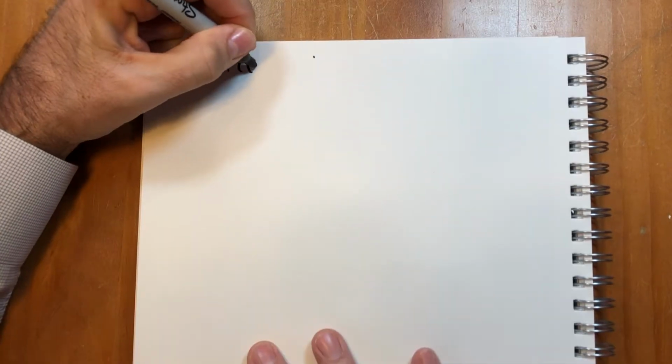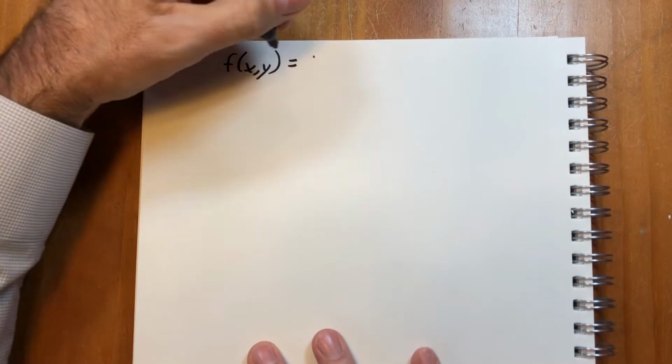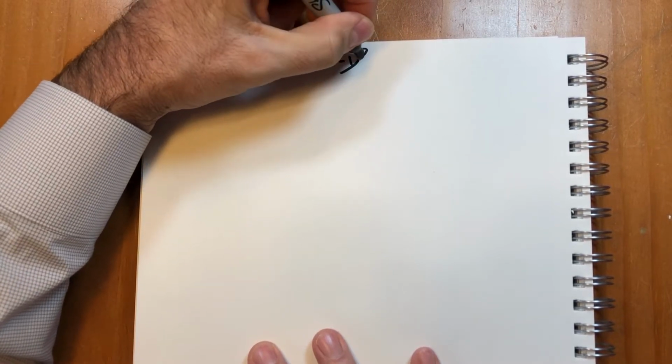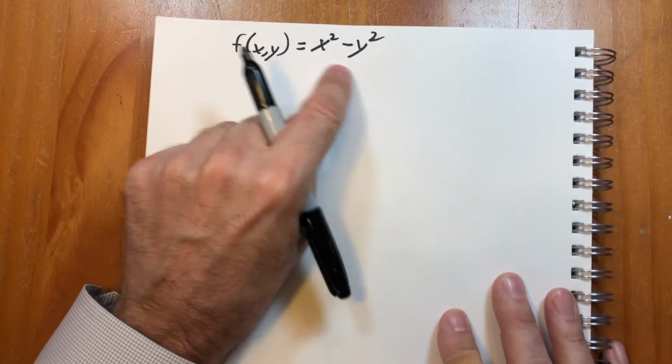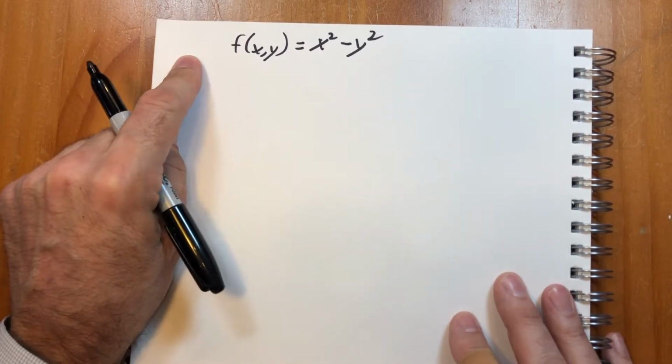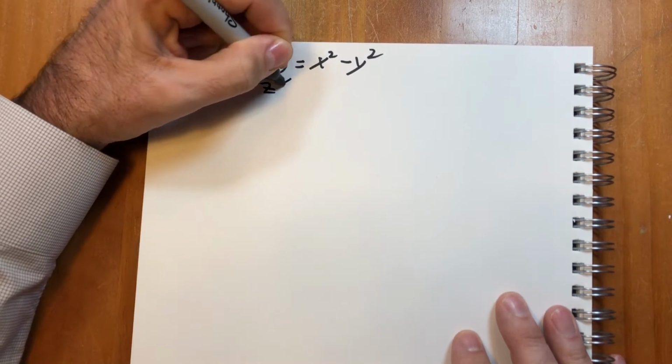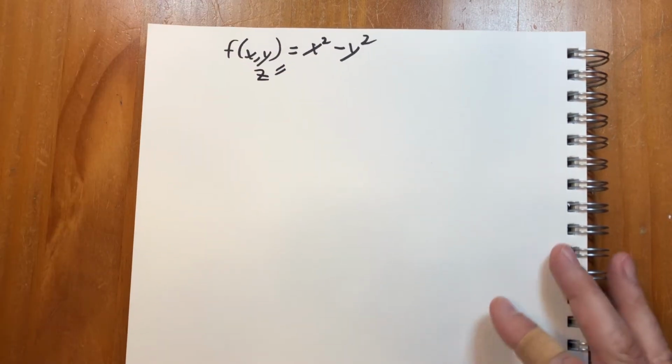Okay. What about f of x, y equals x squared minus y squared? Does this have symmetries? Yes. Both x and y can be replaced by their inverses. It has all the variables because again, this is z. Okay. Now, what about the level curves here?